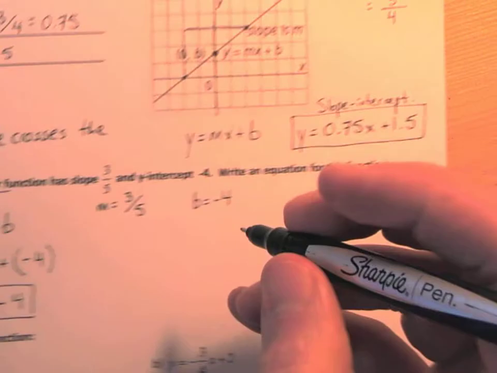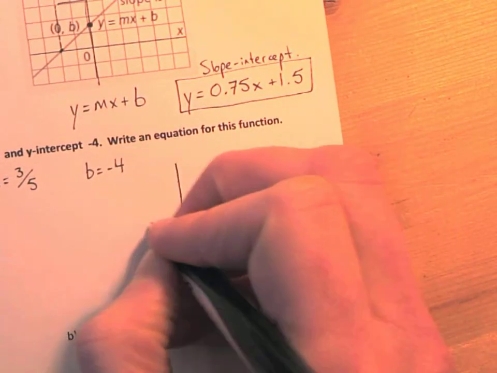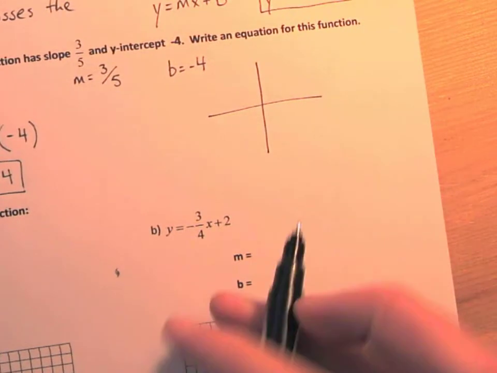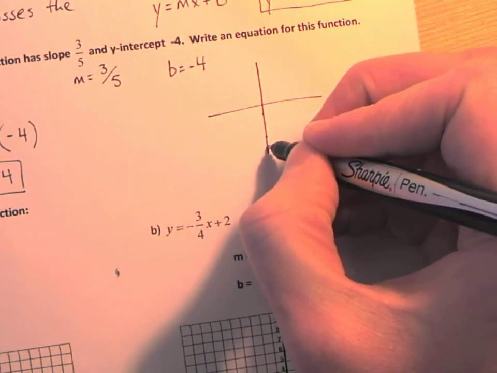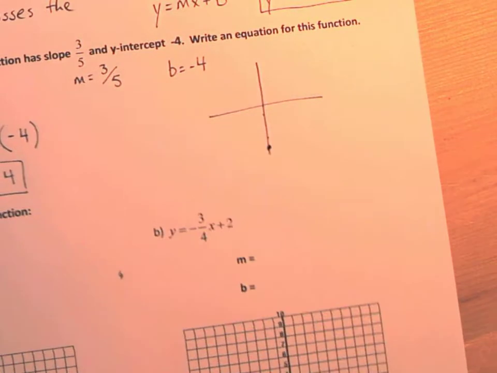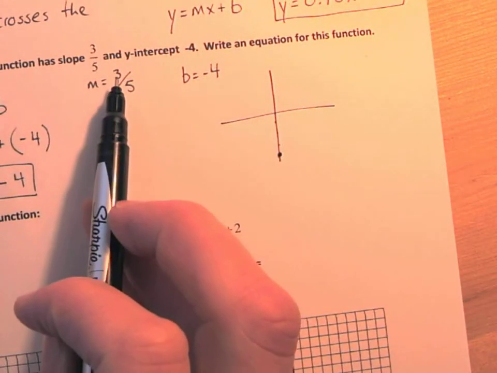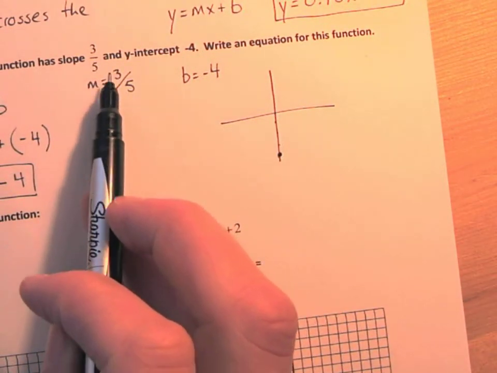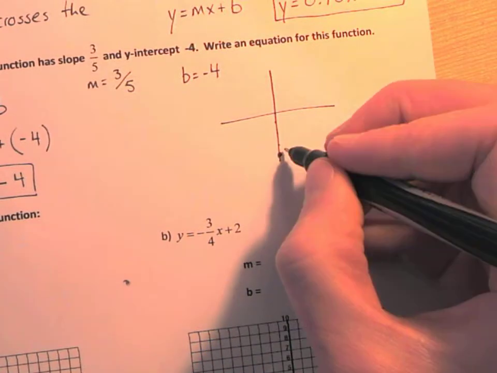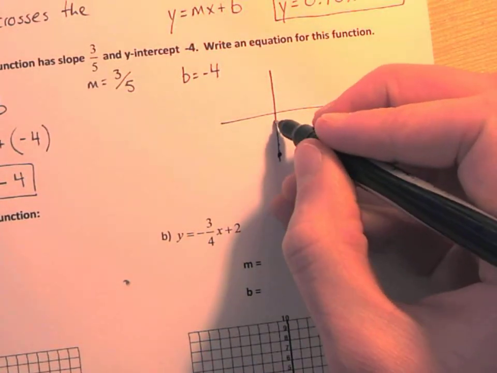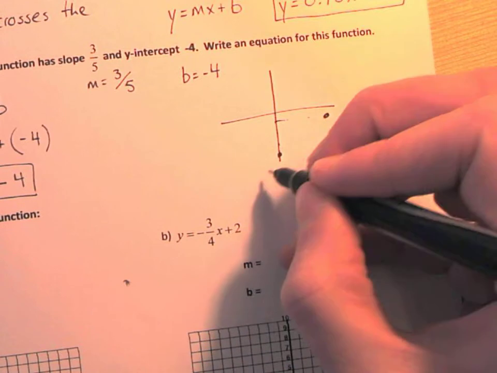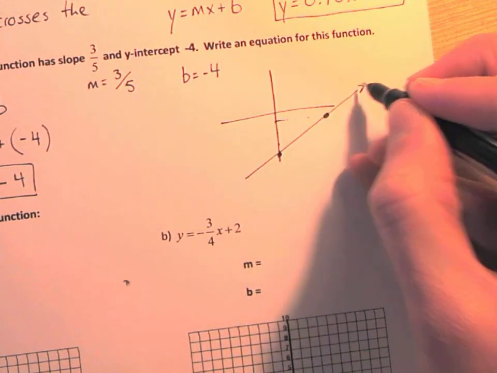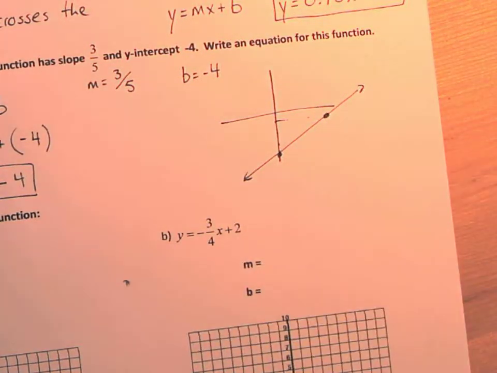What would it look like if I were to draw it really quickly? Well, you start out at your b value, which is -4. So let's just say 1, 2, 3, 4. You start there. And then you go up 3 spaces, rise over run. You go up 3 when you go over 5. So we go up 1, 2, 3. Well, we go over 1, 2, 3, 4, 5. So our line would look something like that, very roughly.